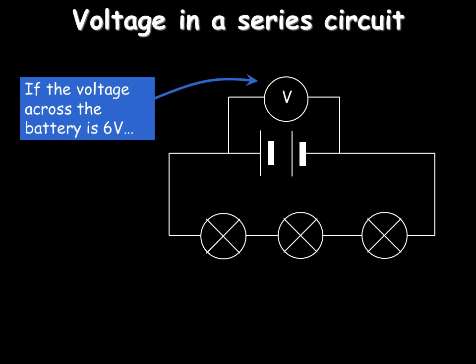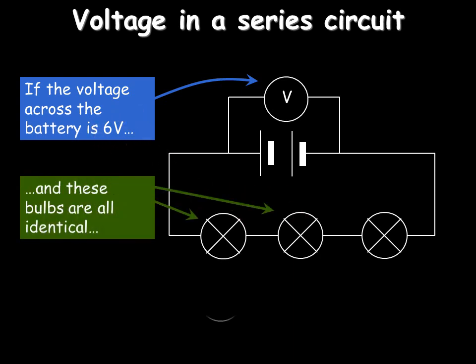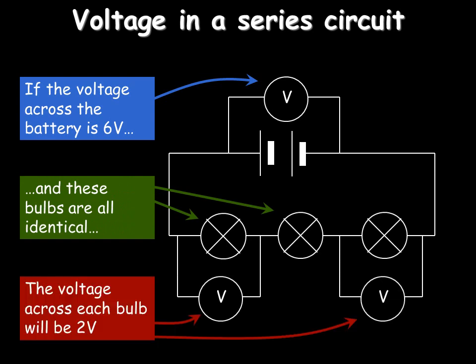Let's have a look at voltage or potential difference now, measured with a voltmeter. A voltmeter is always put in parallel. This is parallel to the battery, so if it tells you it's a 6 volt battery, it's telling you the voltage across the battery. If you've got bulbs in series, 3 in series here, and they're identical, you've got 6 volts, and I'm sure you've guessed it, each one would share the voltage, so the voltage would be 2 volts, 2 volts, 2 volts to add up to 6.